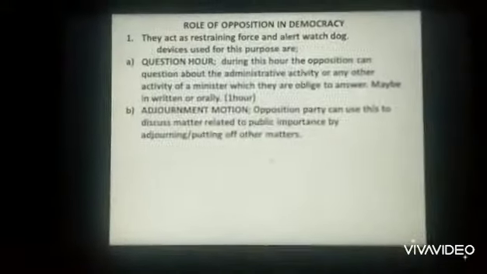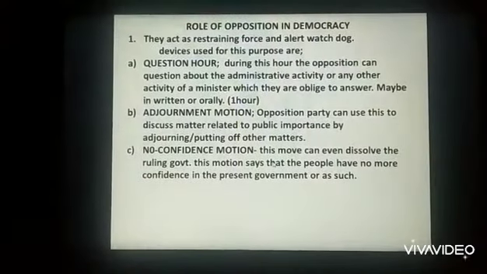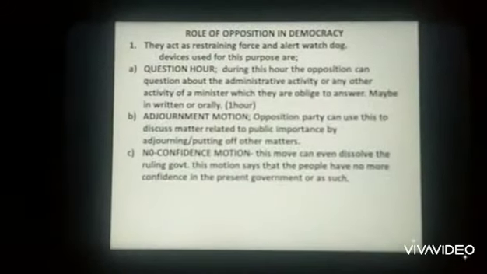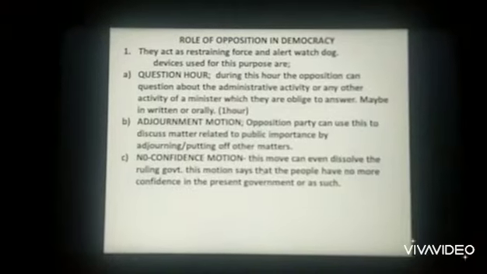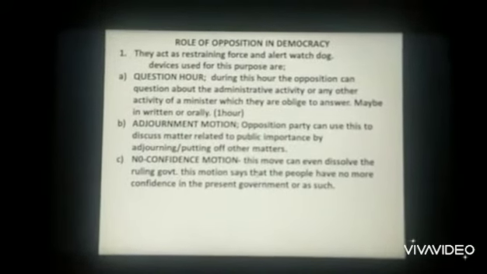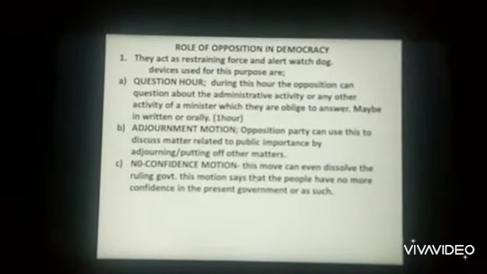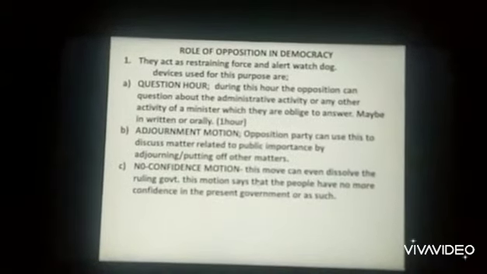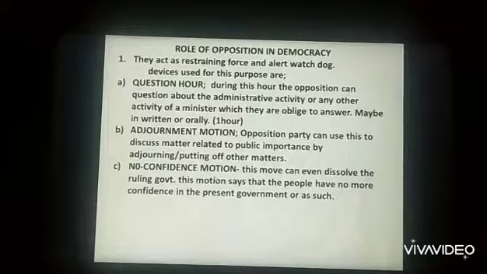Now the third one is the no confidence motion. This no confidence motion is very important, and it can be moved by the opposition. It can even dissolve the ruling government. It can even remove the government from its ruling.